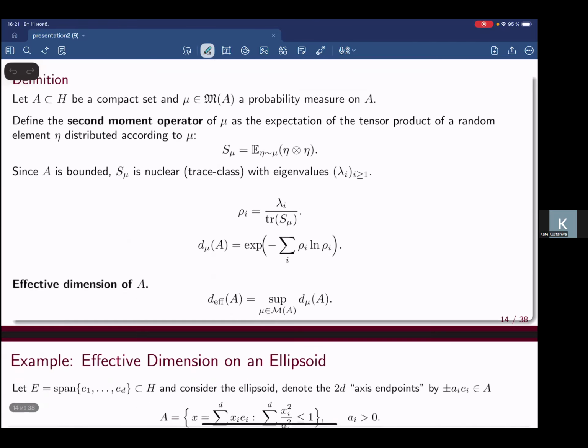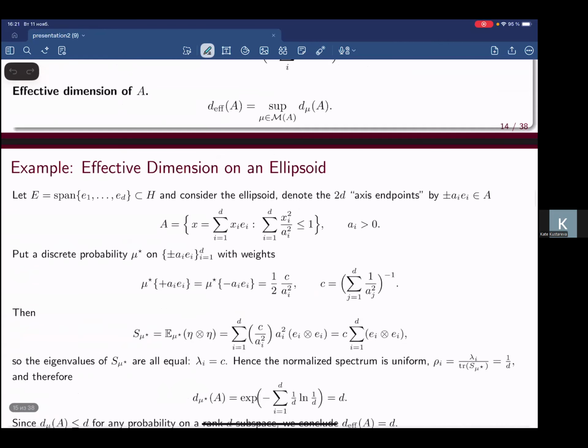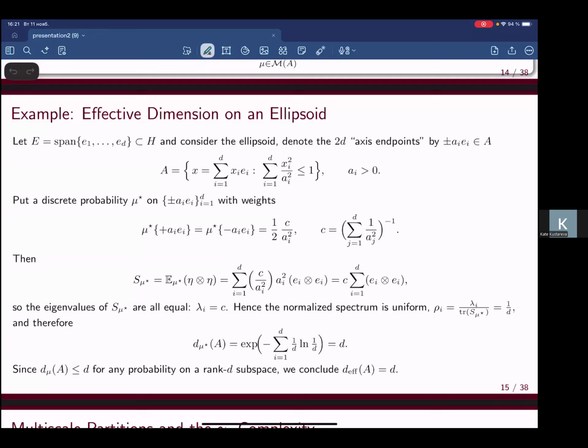And I want to show an example of how we can calculate this effective dimension on an ellipsoid. So we take a d-dimensional subspace E spanned by the orthonormal basis vectors e_1 through e_d, and consider the ellipsoid A where a_i greater than 0 is the length of the semi-axis. And then the points plus minus a_i e_i are the endpoints of the axes of the ellipsoid, and they are used to construct the probability measure. So since each axis has 2 endpoints, there are exactly 2d such points in total.